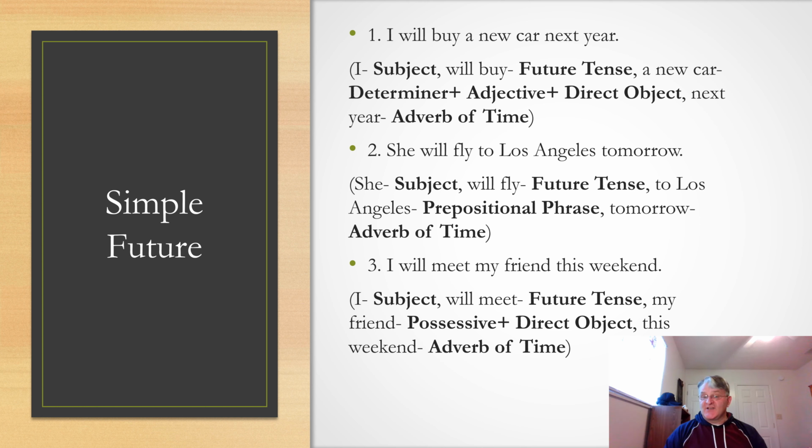So I, here's our subject. Will meet is our future tense. My friend. So we remember possessives we talked about before. So my book, your book, his book, the teacher's book. Okay, so here it's my friend. We have a possessive and a direct object. And then this weekend is our adverb, being an adverb of time.